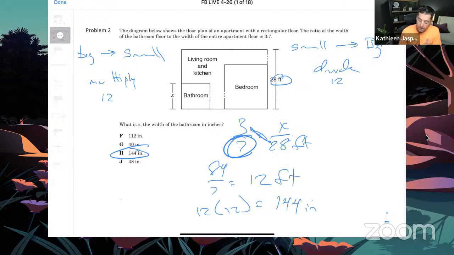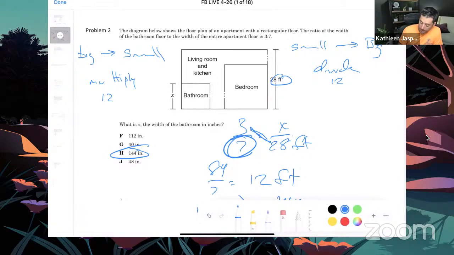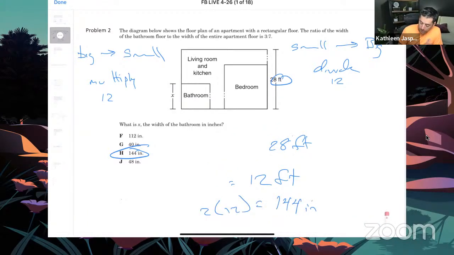Okay. So just so you can see that, I always like to throw that in there as many times as I can on conversions, because it keeps you doing the conversions correctly every single time. Okay. 144 is your answer. Down here, again, same thing. We could do this as well.